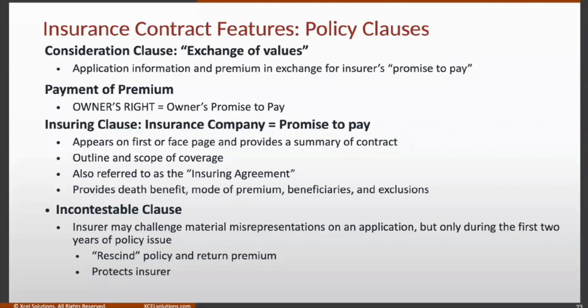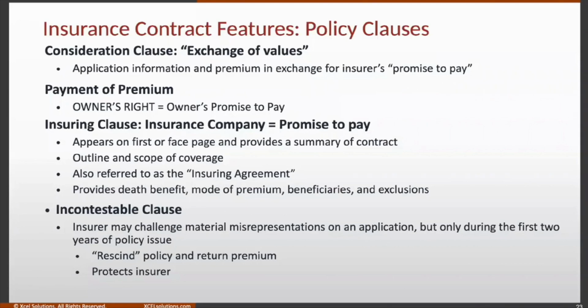Now, the insuring clause. The insuring clause is the company's promise to pay. It is a clause stated in the life insurance contract itself, usually very early in the contract, usually appearing on the first page or face page of the contract, and provides a summary of that contract. Remember that the insuring clause is always the insurance company's promise to pay the death benefit to the named parties, named as beneficiaries, upon the insured's death. So it provides an outline and a scope of coverage, and it is also referred to as the insuring agreement.